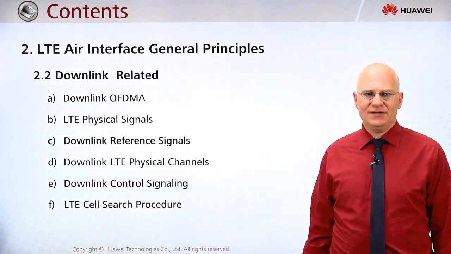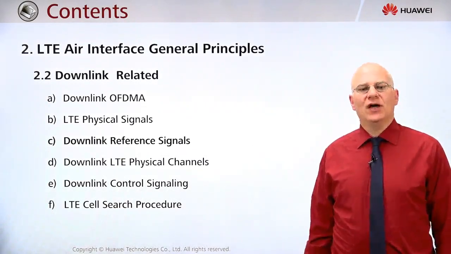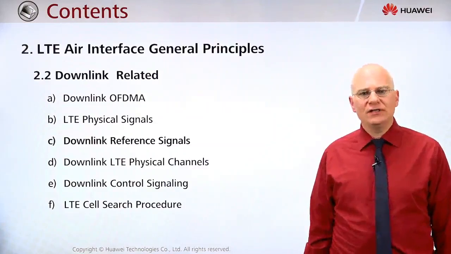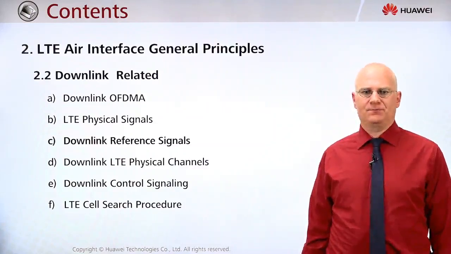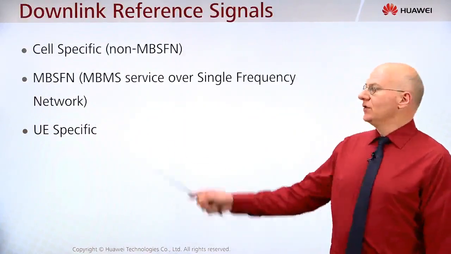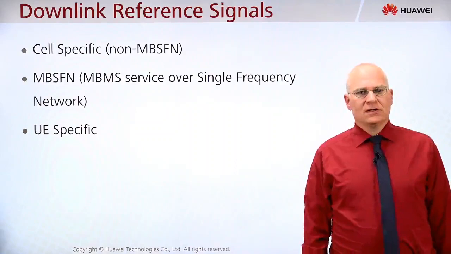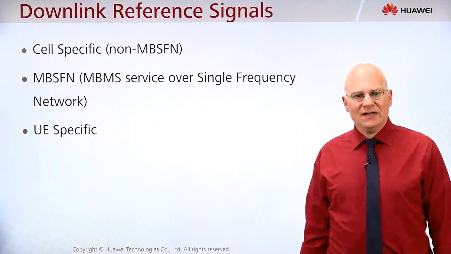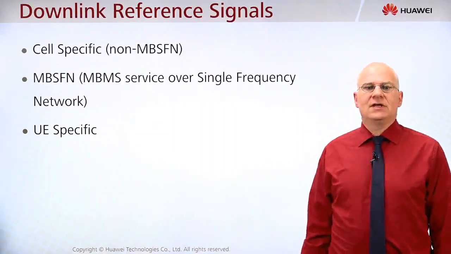So welcome back to the LTE interface training. We are now talking about the downlink reference signals. So we have 4 different kinds of reference signals. 3 are listed here. The most important one is the cell-specific reference signal.